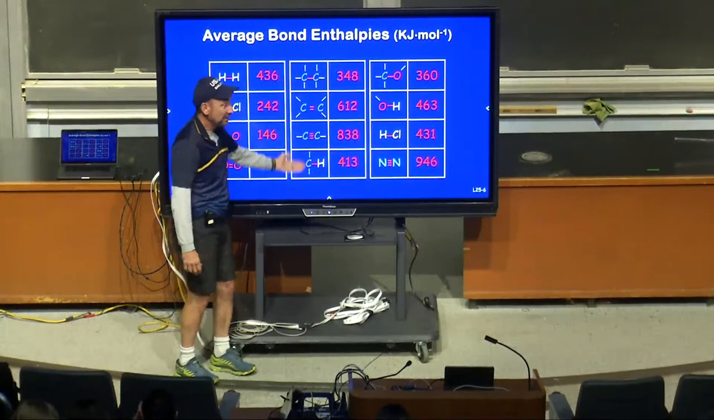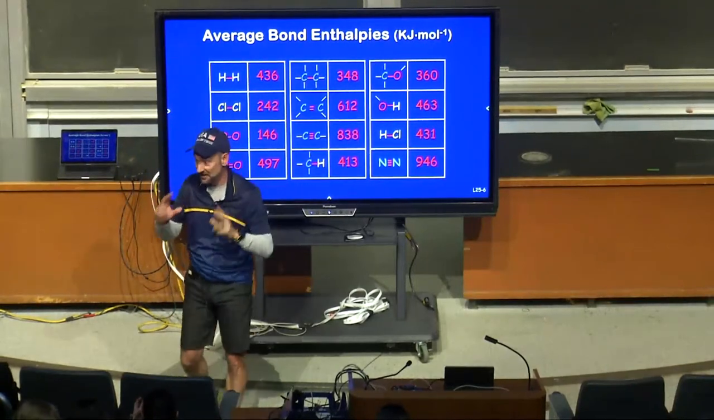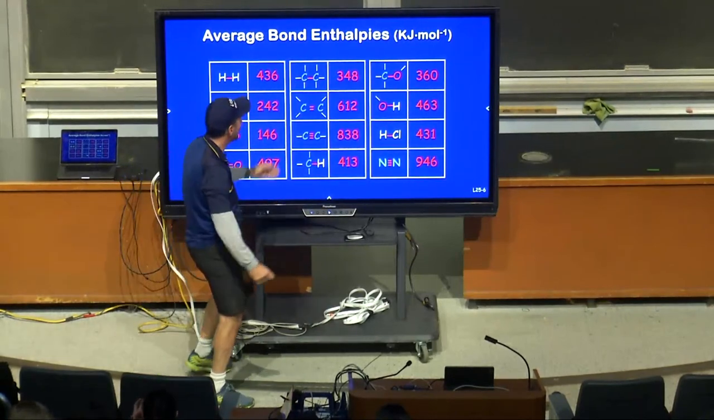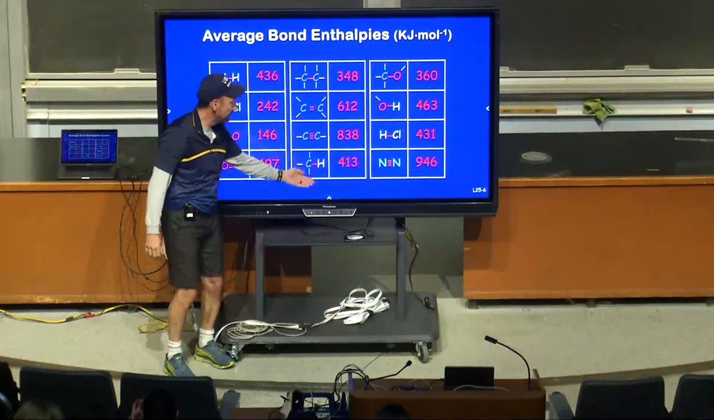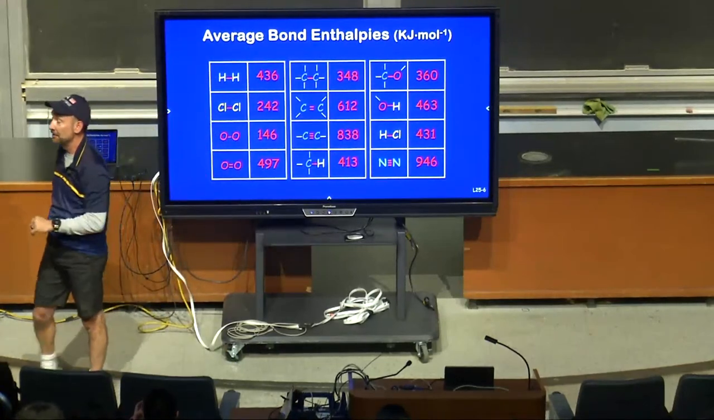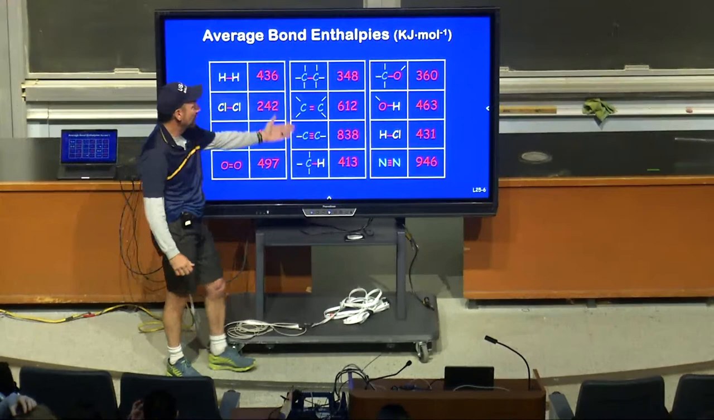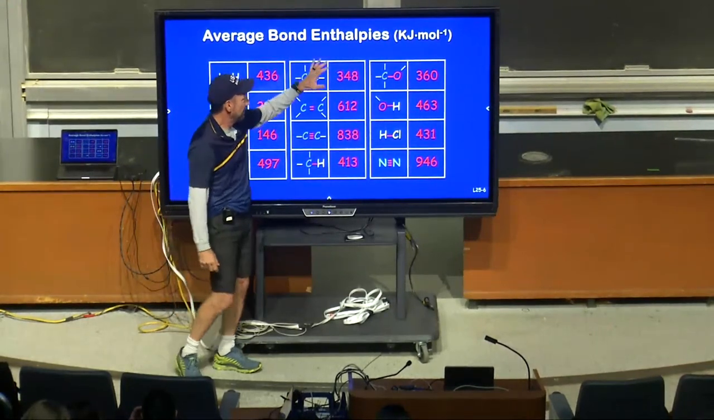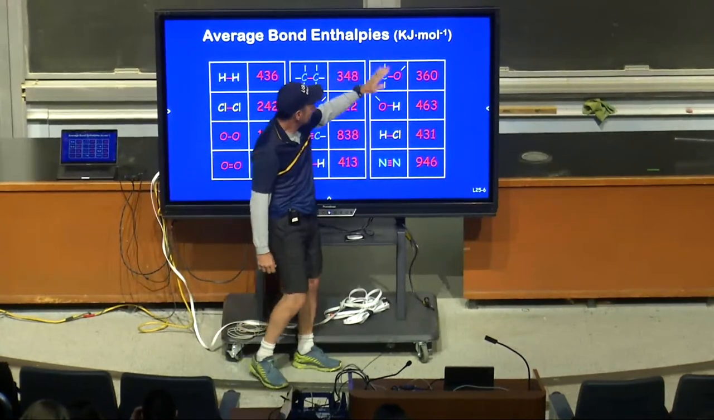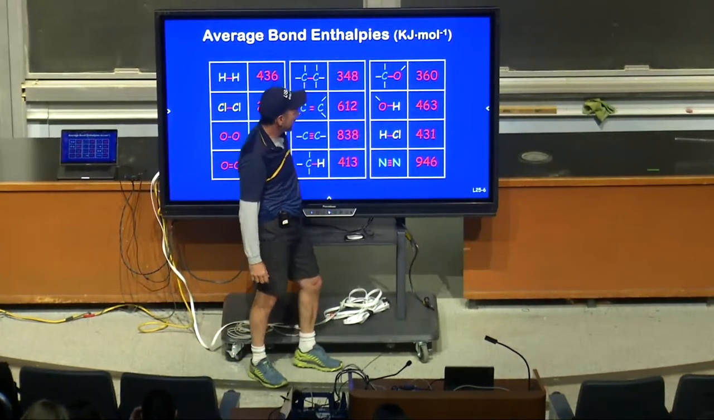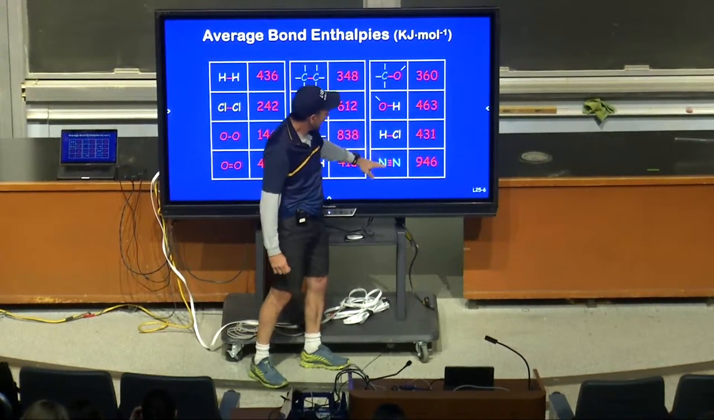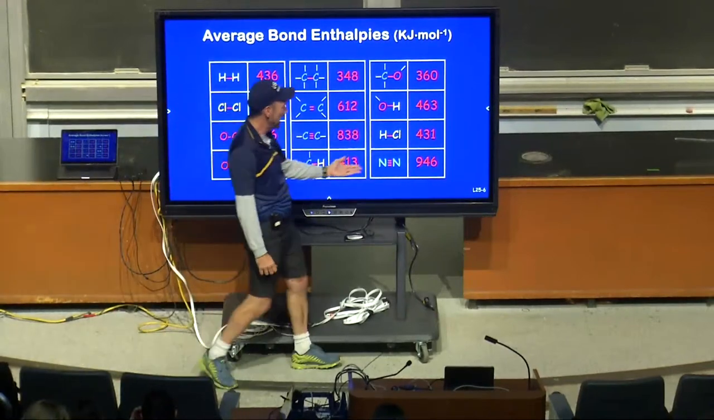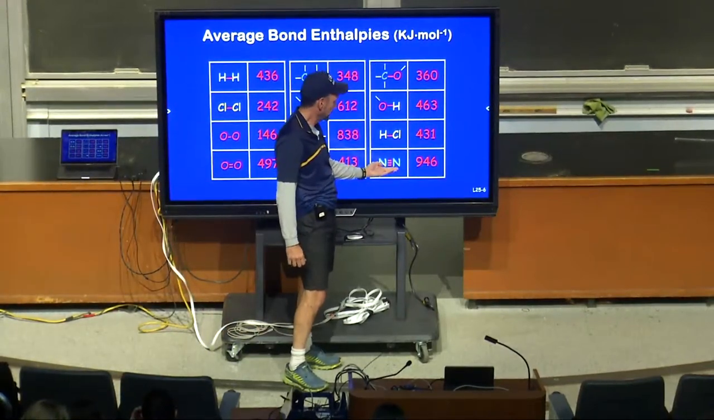When we talked about enthalpies of formation, those were exact numbers that you can get from an experiment. These average bond enthalpies or average bond energies are compiled from a lot of experimental evidence. Some of these are exact because there's only one kind of bond, like the nitrogen triple bond there. And you can see something here already that you might recognize.